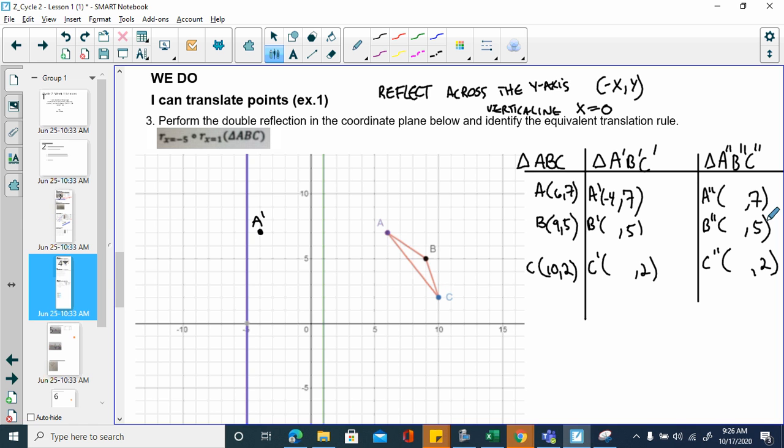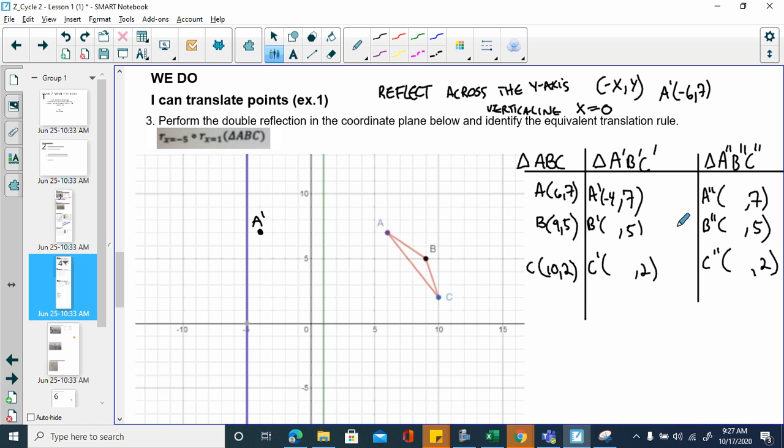All right, what else do we notice? We noticed that when x was equal to 0, we multiplied it by -1. So if we had reflected across the line x equals 0, across the y-axis, and did that to A, we would have ended up with A being 6, 7 and A prime being -6, +7. But here we actually ended up with -4, +7.